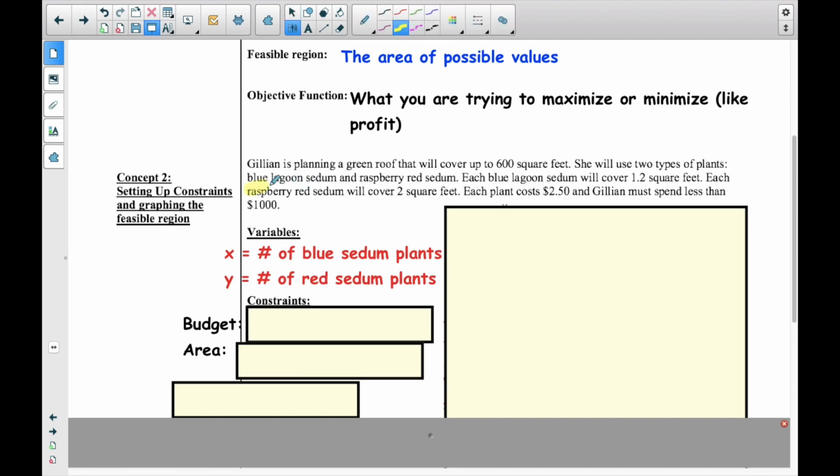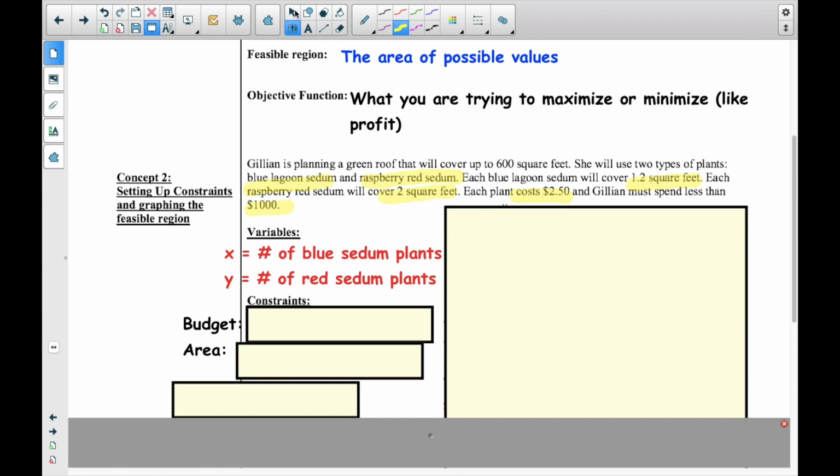She has blue lagoon sedum and raspberry red sedum. She's got those two things going on. She has the square feet, and she also has the cost. Well, the ones that are the constraints, the limitations, those are the budget and the area. The ones that are left over that I haven't used yet, not the budget, not the area, that's the plants.